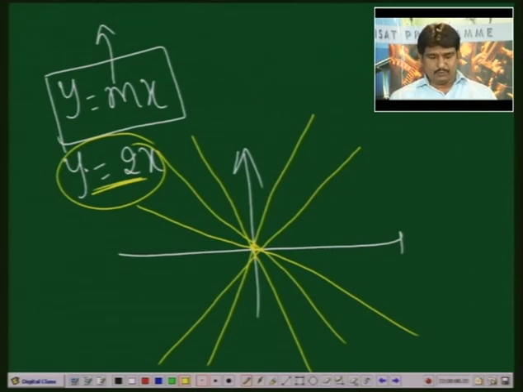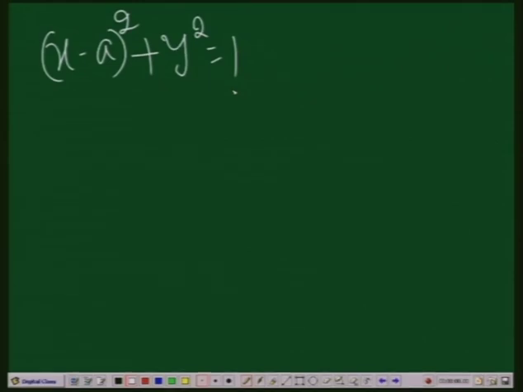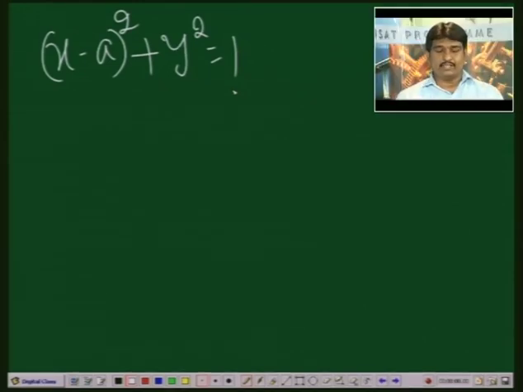What about singular solution of a differential equation? To have an idea about singular solution, let me consider one family of circles, x minus a whole square plus y square equals to 1. What is this? X minus a whole square plus y square equals to 1. It's a family of circles having centers on x axis, a comma 0. Center is a comma 0 and radius is 1.